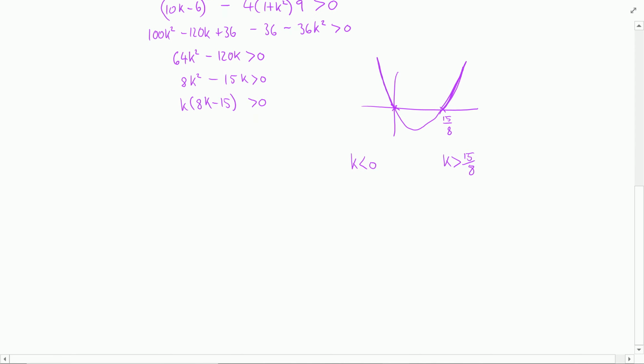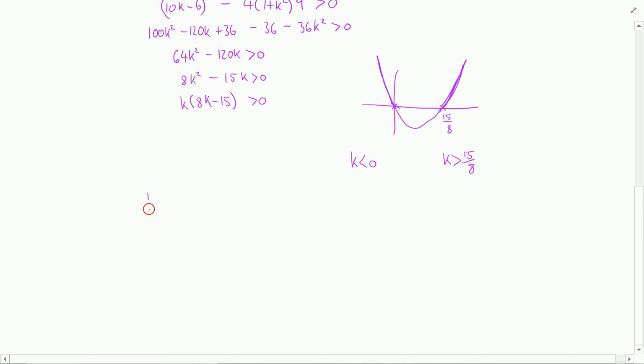So my final solution for this question is going to be k such that k is less than 0, and k such that k is greater than 15 over 8, and that's one set of values, so I put it in curly brackets. That's the other set of values, so I put it in curly brackets, and then I say it's the union of those two things. Potentially this is a bit extra, but we always like to make sure that we give a full and complete solution.